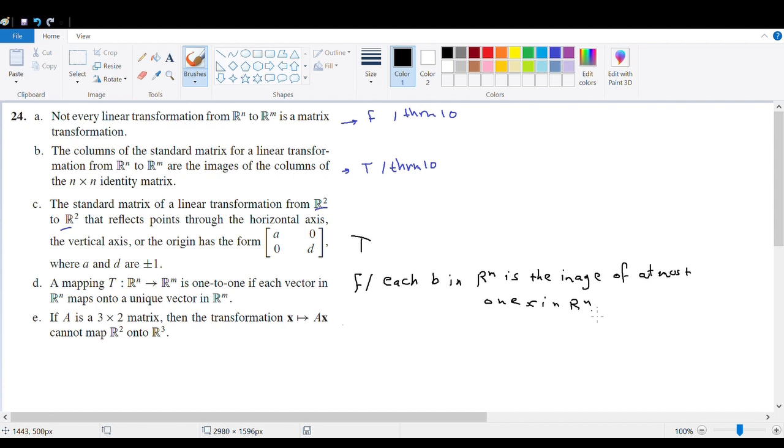Now for E, if A is a 3 by 2 matrix, then the transformation x maps to Ax cannot map R2 onto R3. This one is true because for mapping from R2 onto R3 we need 3 pivot columns and we have only 2 columns. So this one we said true.